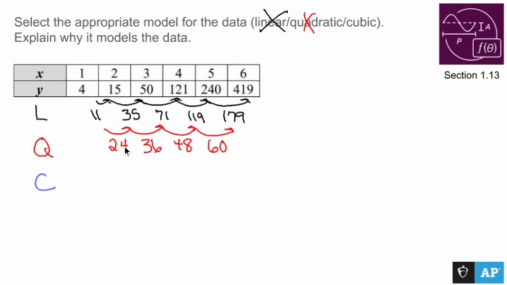In order for something to be cubic, the rate of change of the rate of change of the rate of change has to be the same over equal length input value intervals. So how do I get from 24 to 36? Add 12. How do I get from 36 to 48? Add 12. How do I get from 48 to 60? Add 12. Is it cubic? Yep. So this is cubic because the rate of change of the rate of change of the rate of change is the same over equal length input value intervals. Isn't that fun?